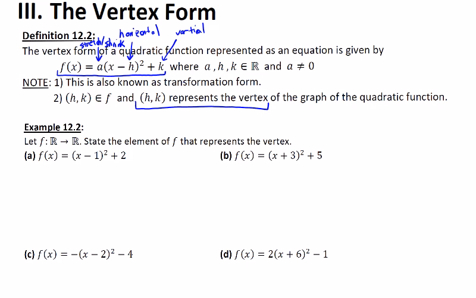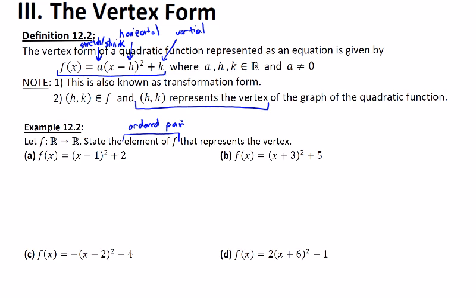It says, let f be a function from R to R. State the element of f that represents the vertex. Remember, the elements of a function are always ordered pairs. So when it says element of f, it's talking about an ordered pair. That's what the elements are. And when you graph all of the ordered pairs, that's when we get the curve, the parabola shape.